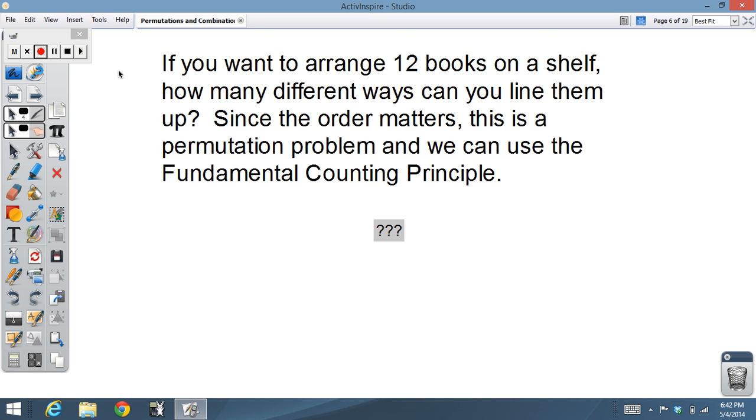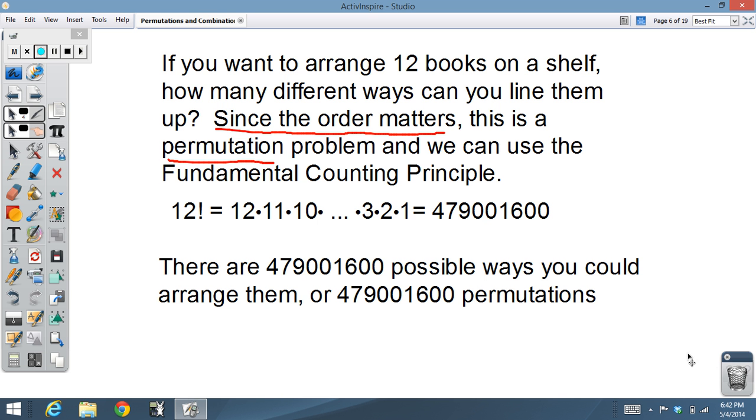It's not like we're lumping them all together in one bag, which we'll talk about later. So the order matters when we do this problem. Therefore, it's a permutation problem, and we can use the fundamental counting principle. I'll give you a second to pause it if you want to work it out on your own. And if you don't, here's what we got.